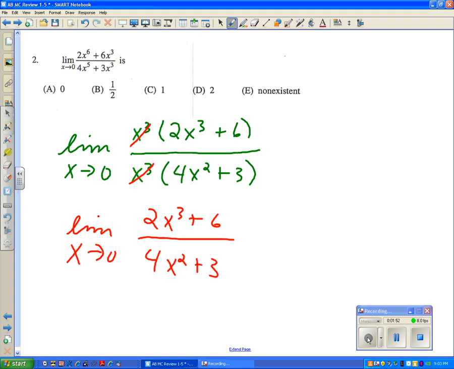Although originally we couldn't just do direct substitution, now we can. And of course these two terms, the first in the numerator and the first in the denominator, will go to 0 and we'll be left with 6/3. So 2 is our answer here. D is our choice.